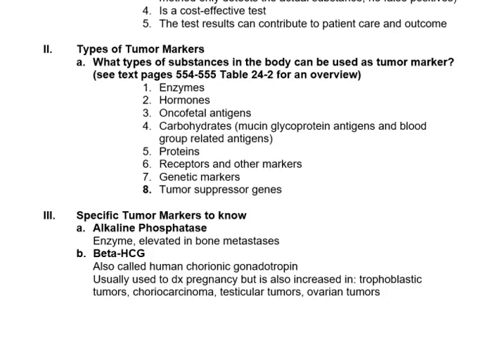Next is beta HCG, also called human chorionic gonadotropin. It's used in the diagnosis of pregnancy, but it's also increased in trophoblastic tumors, choriocarcinoma, testicular tumors, and ovarian tumors. Trophoblastic tumors usually refer to abnormal cell growth inside the uterus tissue that forms after conception, joining the egg and sperm, and this is a rare condition. And choriocarcinoma is referring to a cancer of the uterus.